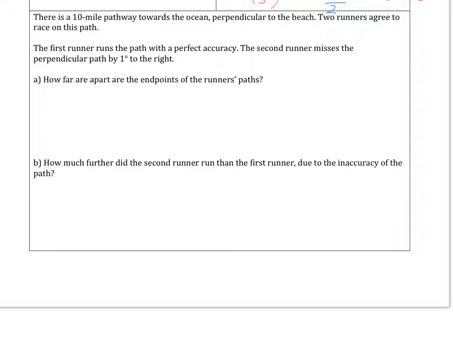All right, for our last question, we've got a 10-mile pathway perpendicular to the beach. The first person runs with perfect accuracy, so they're going 10 miles to the beach. The second person misses this path and is 1 degree to the right. That's upside down, but that's okay.